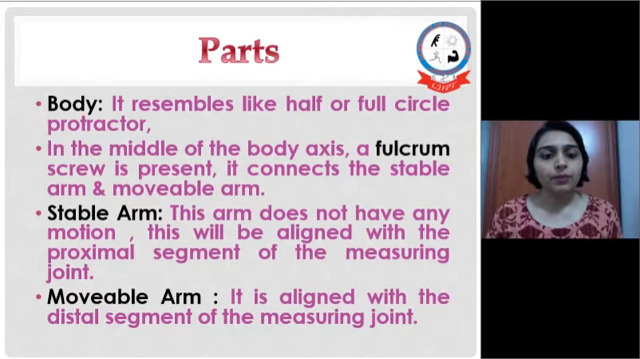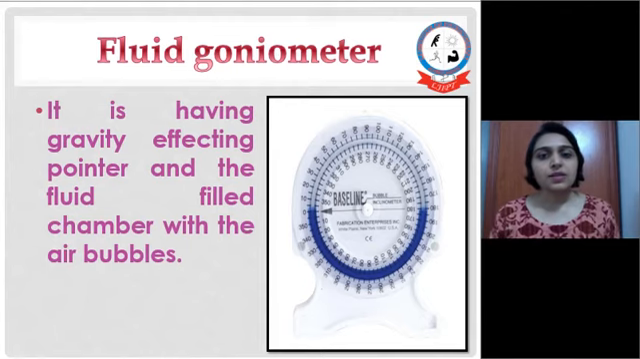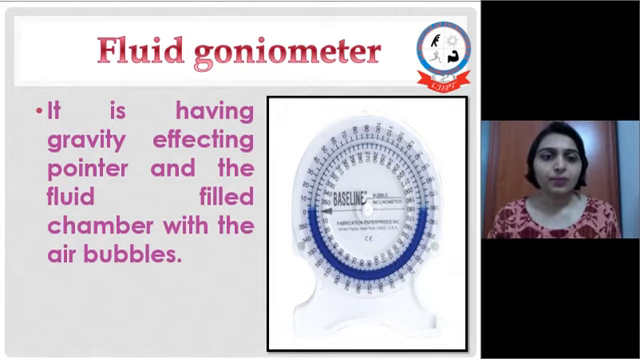Then stable arm. This arm does not have any motion. It is aligned with the proximal segment of the joint being measured. And movable arm is aligned with the distal segment of the measuring joint. That's why they are sometimes also known as distal arm and proximal arm.